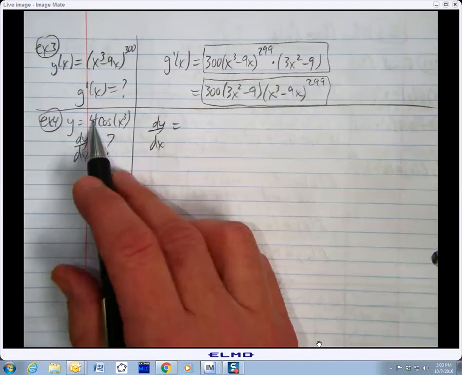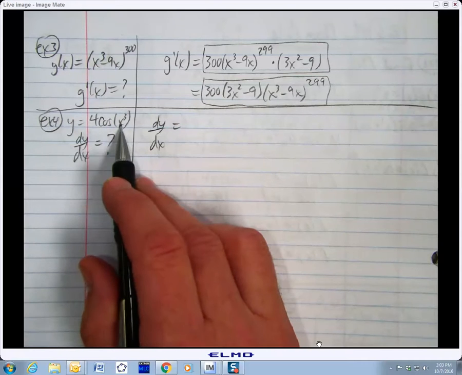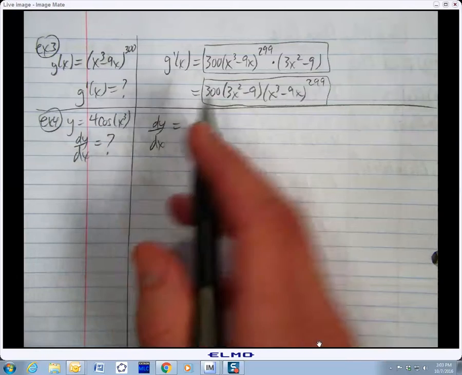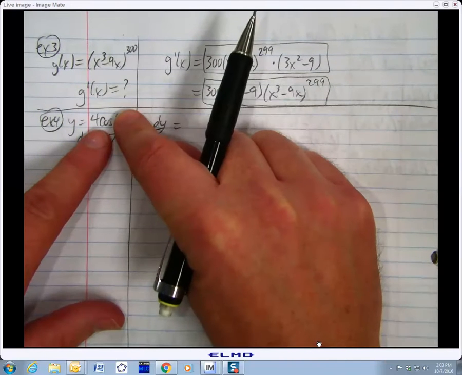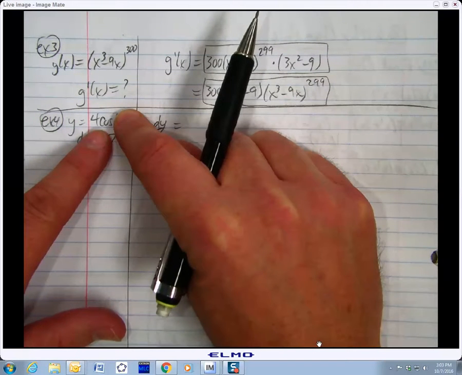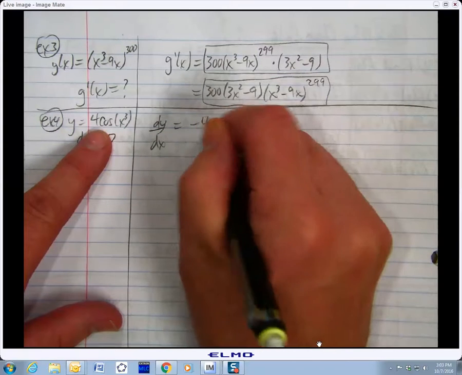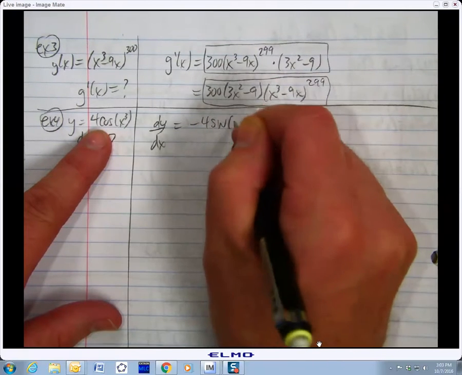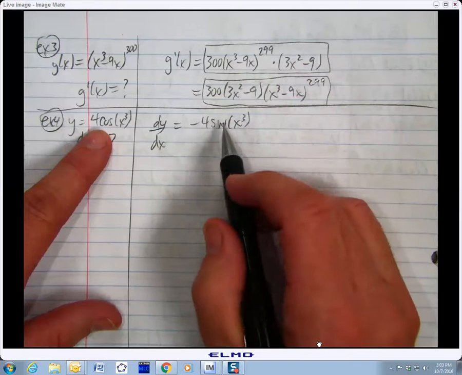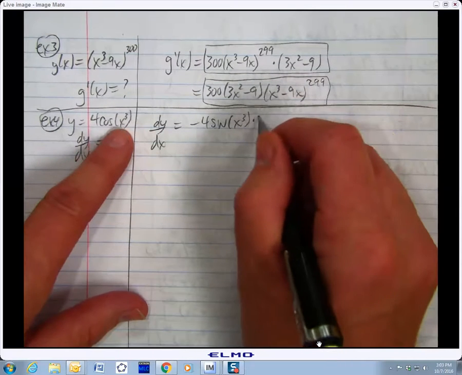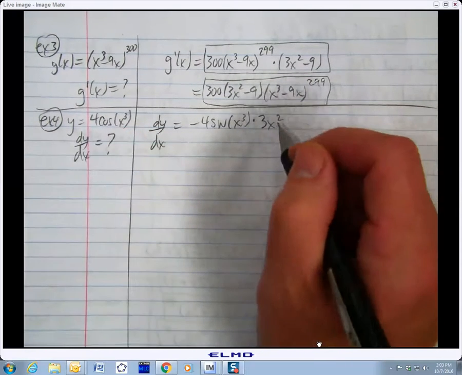So we need to figure out which function's inside, which one's outside. If you read this, it says 4 cosine of x to the third. That means x to the third is the inside. So the outside function is 4 cosine of stuff. So what's the derivative of 4 cosine of stuff? That would be negative 4 sine of stuff. And we don't change the stuff. So this is the derivative of the outside at the inside times the derivative of the inside. That would be times 3x squared.